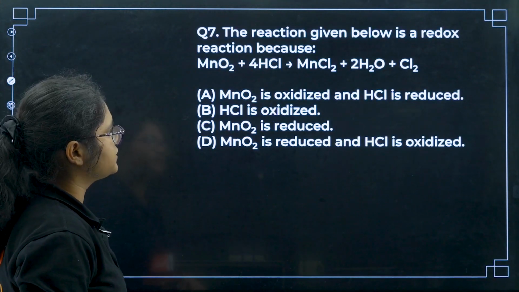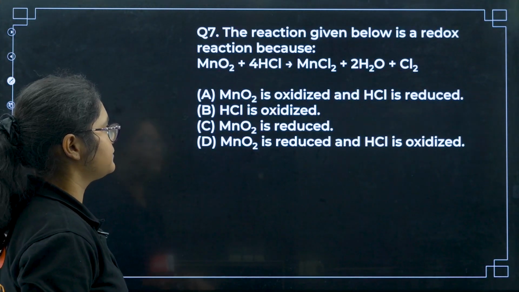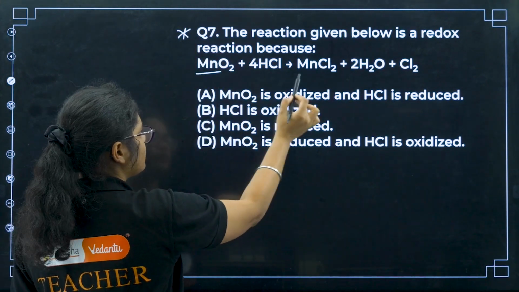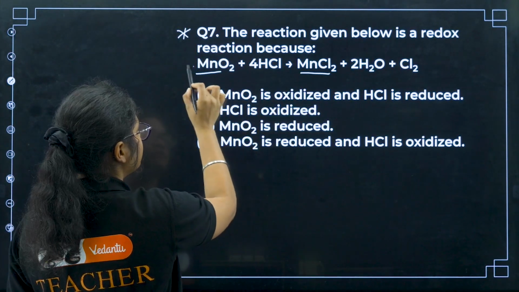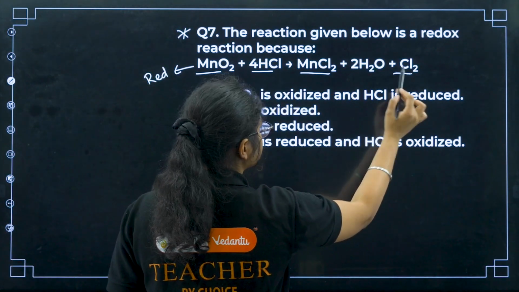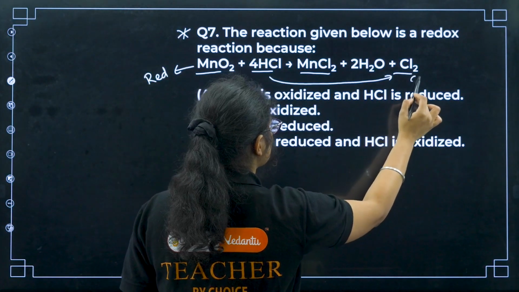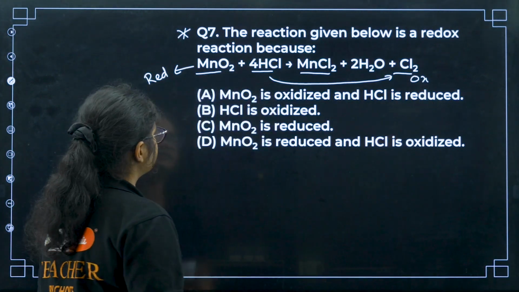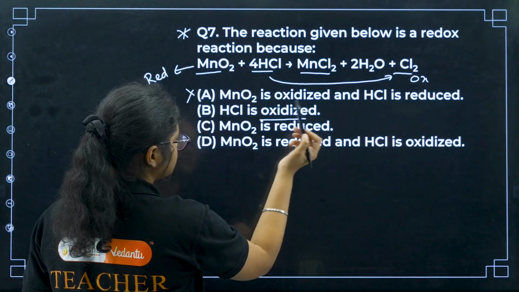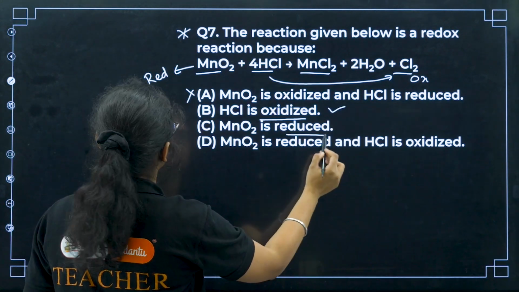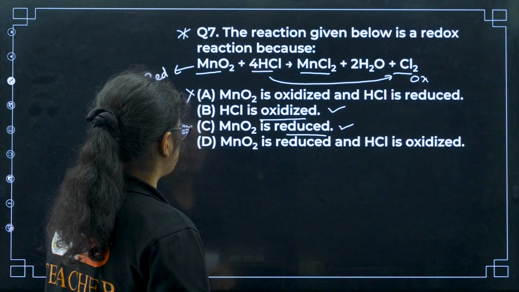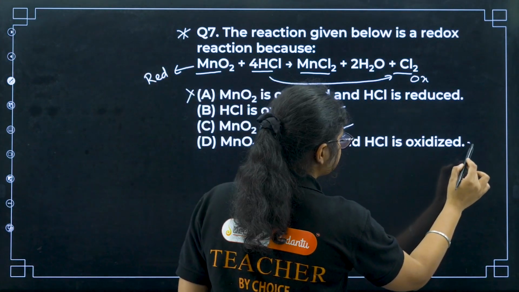Next, the reaction given below is a redox reaction because. This is a most repeated question, I can say. See, MnO2 to MnCl2, oxygen is removed. So this is undergoing what? Reduction. Now if you see HCl and Cl2, hydrogen is removed. So this is undergoing oxidation. So is MnO2 oxidized? No. HCl is oxidized, yes. MnO2 is reduced, yes. Okay, MnO2 is reduced and HCl is oxidized, yes.